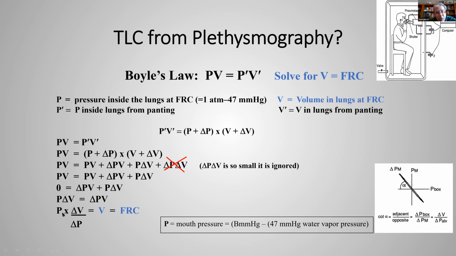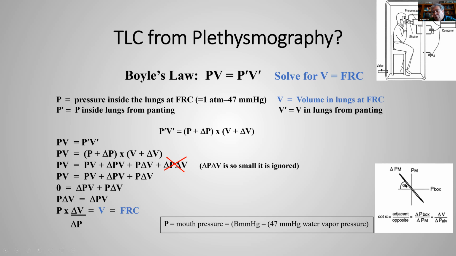You have atmospheric pressure, and then the question is, where do we get this delta V, delta P? Well, we get that from the panting maneuver during plethysmography. We're panting, and these are mouth pressures, mouth pressure and box pressure. As the box pressure changes, because as P goes up, V goes down, they're linear relationships. One goes up, one goes down by the exact same amount. So instead of using box pressure, you can make this volume, because they correlate directly to each other.